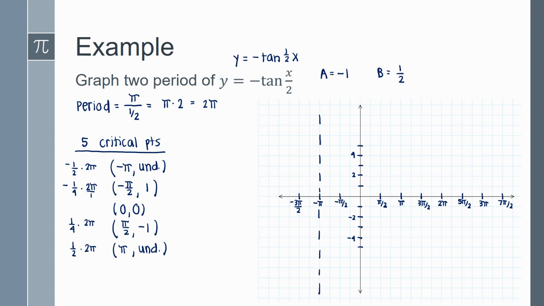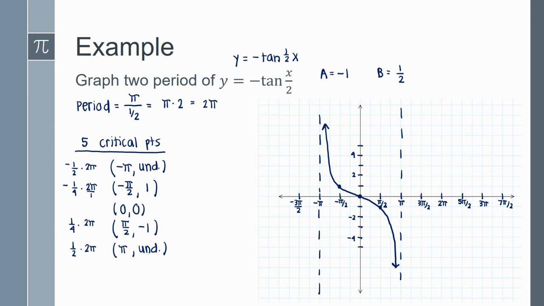Then we have negative pi over 2, positive 1. Then we're at 0, 0. At pi over 2, we're at negative 1. And then pi, we've got our vertical asymptote. Once again, I'm going to try to make this look as curved as possible. It's getting closer and closer to the vertical asymptotes on either side. So there's one period. Repeat the process.